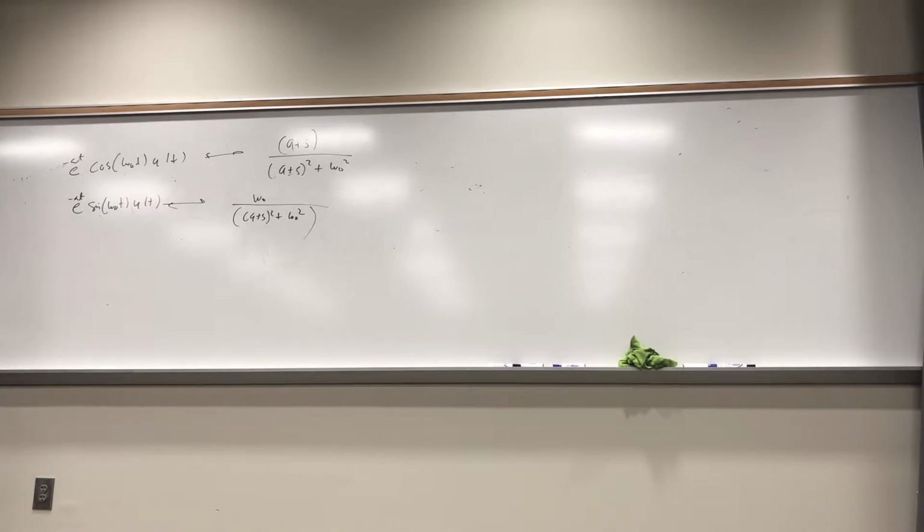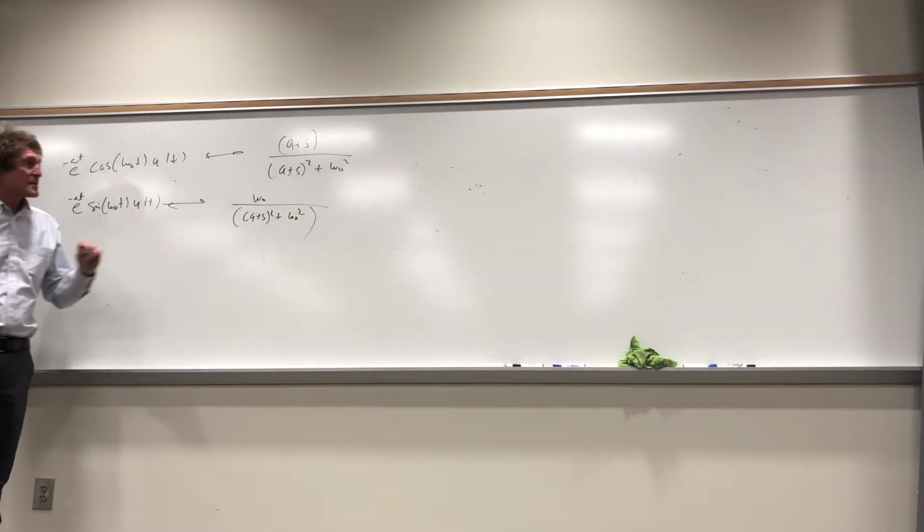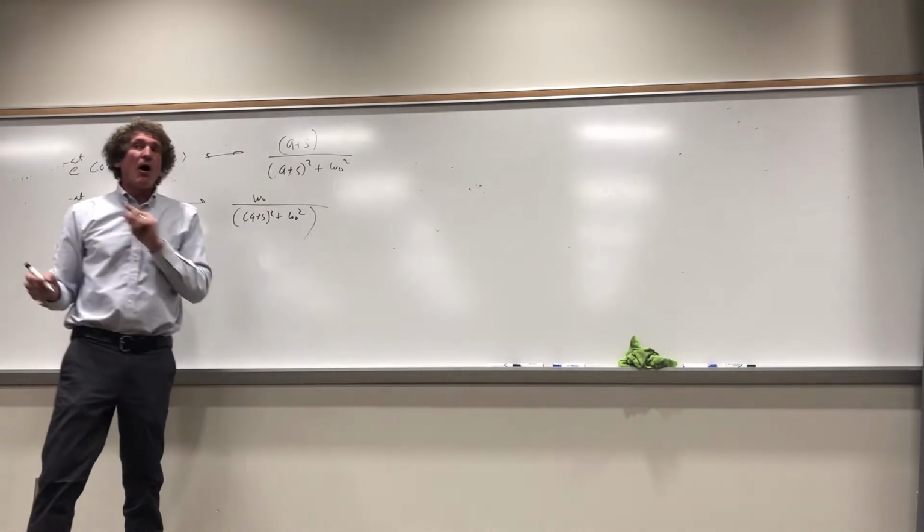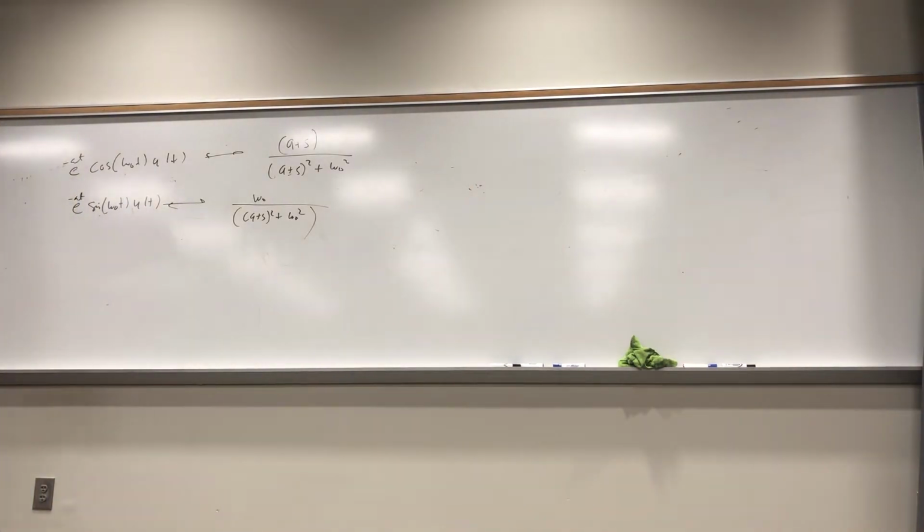Now remember, if a is 0, you default just to the cosine or the sine, right? And for cosine, it's just what? s over s squared plus omega naught squared. For sine, it's just omega naught over s squared plus omega naught squared, right? But those forms happen. The thing about it is, in order to get this form, often you have to do something called completing the square.